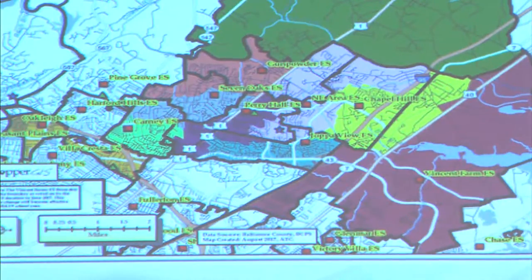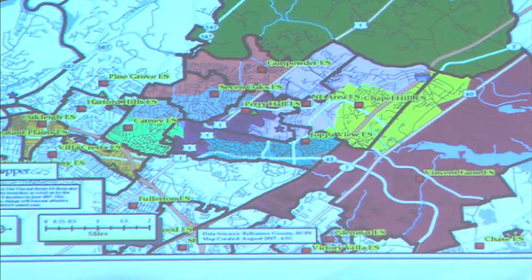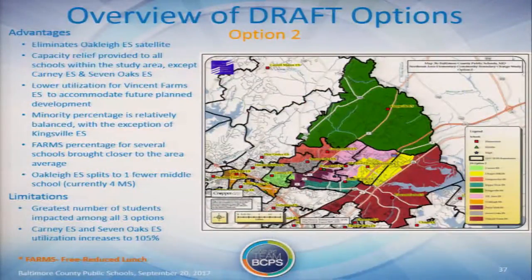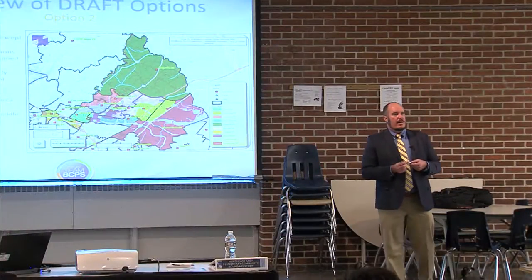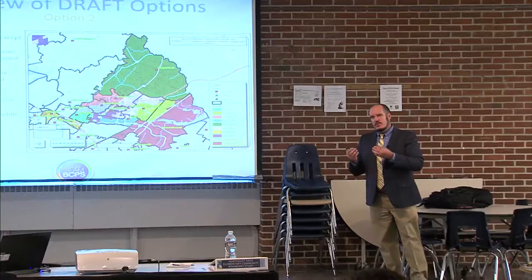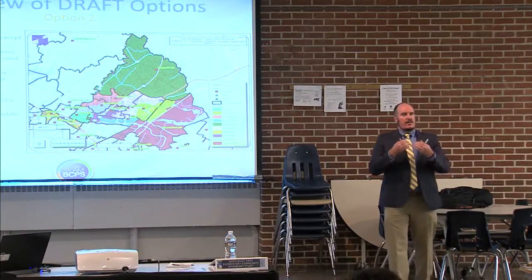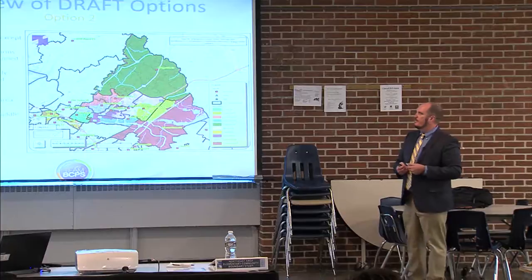The minority percentage is relatively balanced, with the exception of Kingsville, like I mentioned in one. The Farms percentage for several schools are brought closer to the average. And again, Oakley Elementary School splits to one fewer middle school. Some of the limitations of this particular option: the greatest number of students are impacted among all three options. I think it's around 1,500 or so. And then Kearney and Seven Oaks, utilization increases to 105%. So they're going up a little bit when the utilization is 102. So we're trying to relieve capacity. Some of them go a little bit up. So it's something to consider and as a factor.